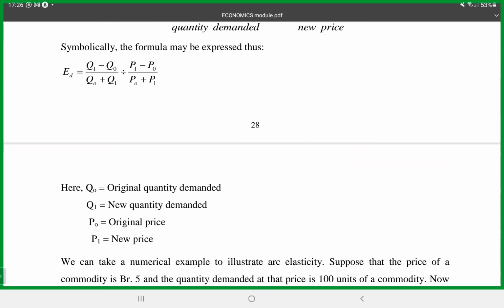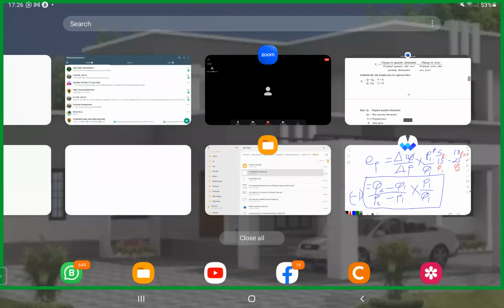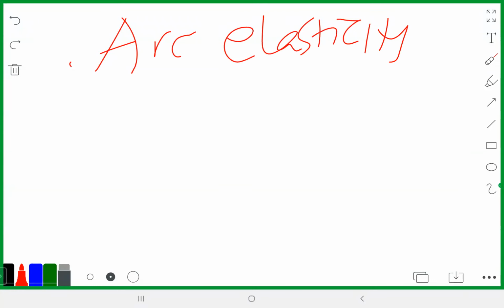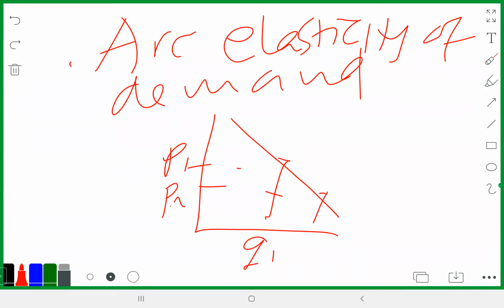So we have also what is known as the ARC elasticity of demand. Now with the ARC elasticity of demand, to start with, it measures the elasticity of demand between 2 points along the demand curve. You have two prices, let's say P1, P2 here, giving us the quantity one and the quantity two. We have 2 points, point A, point B.